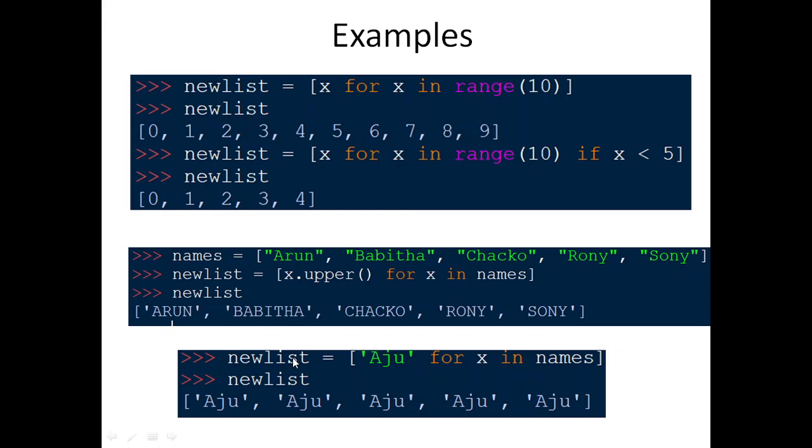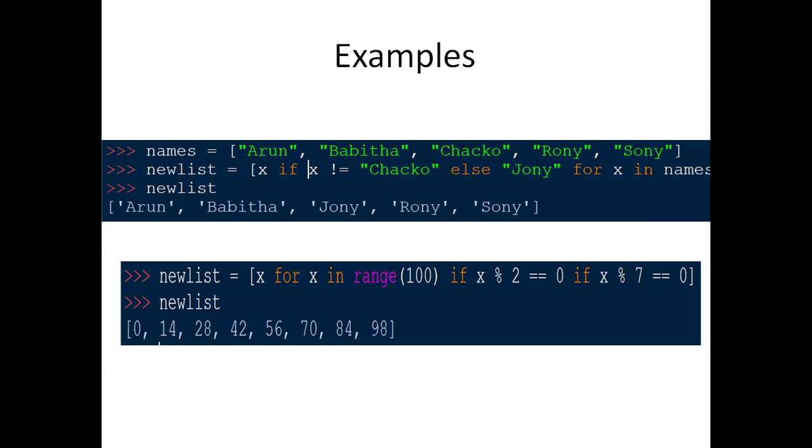Then this is another example: new list = ['Aju' for x in names]. What we have done is, instead of x, we are replacing everything with Aju. So the new list will contain Aju instead of the names in the names list. The list will be completely replaced with Aju itself. So we can replace like this. This is also an expression. This is a string, so this string will be replaced throughout the whole list. Okay, and this is another example for list comprehension.